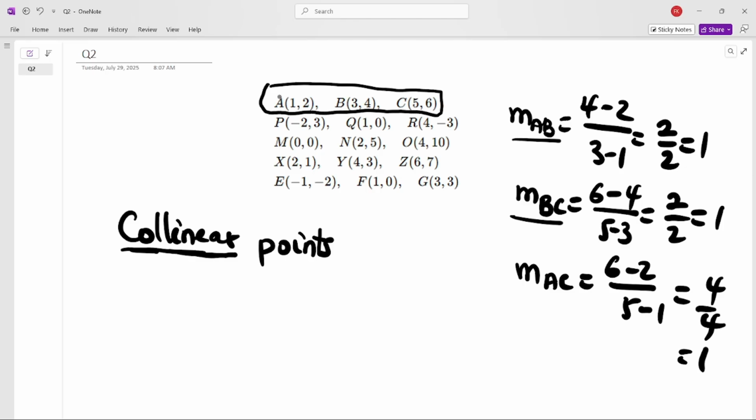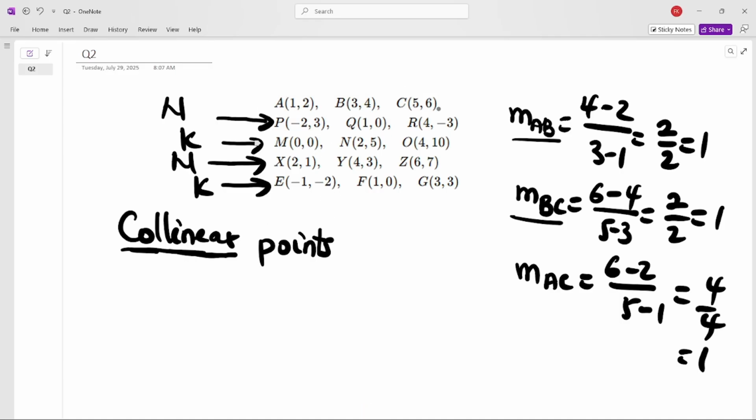Not all of them here are collinear. I've tried to make sure that I solve one so that you will try the others. I'll give this one to Noble, this one to Kennedy, this one to Noble again, and then Kennedy will take this one. Let's see. You confirm whether they are collinear or not. So this one is true. I'll write T here. When you are ready, just tell me whether your points are true or false, basically, if they are collinear points or not.